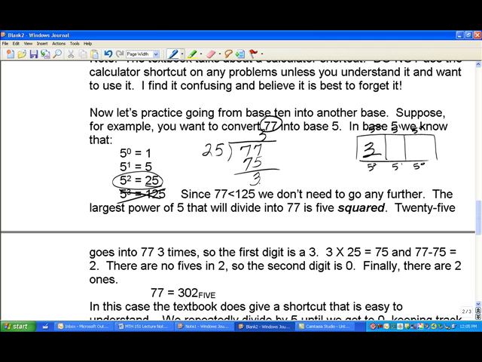How many 5s are in 2? None. How many 1s are in 2? We have 2 1s. So our answer is 302 in base 5. We can do it by using powers of the base that we're converting to.